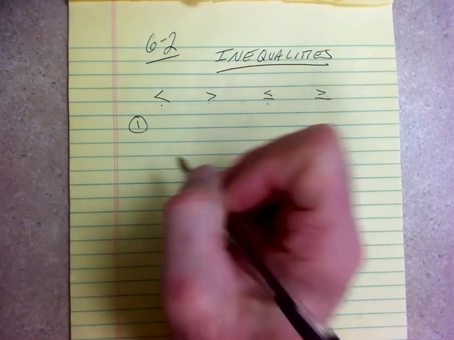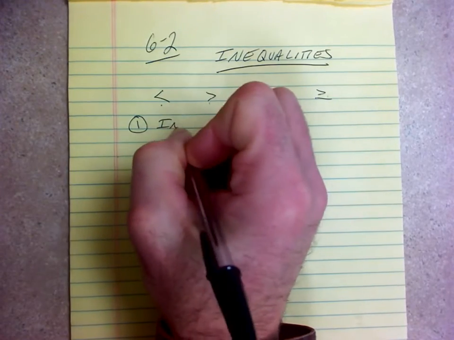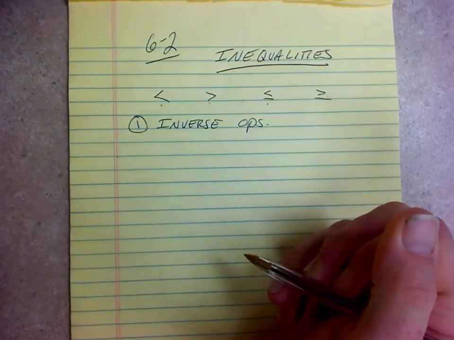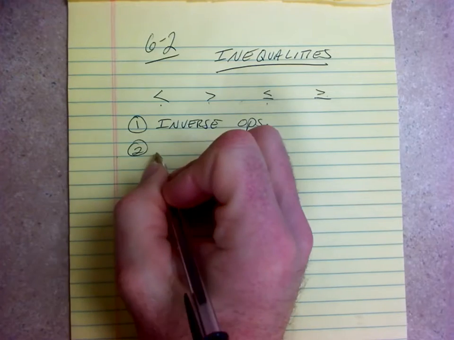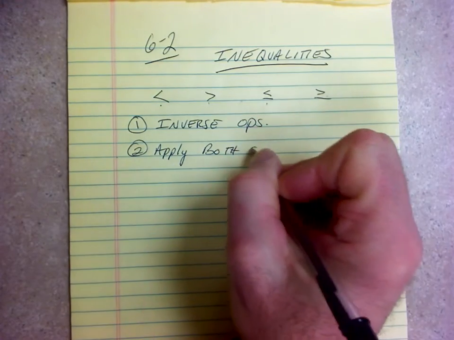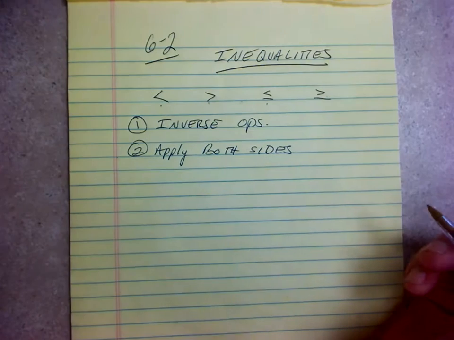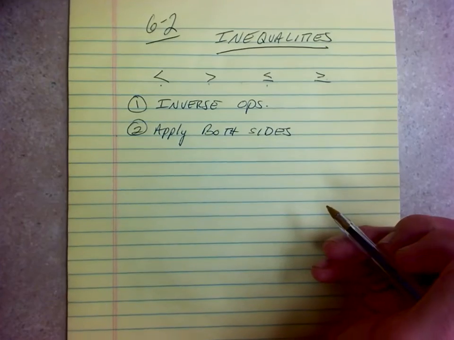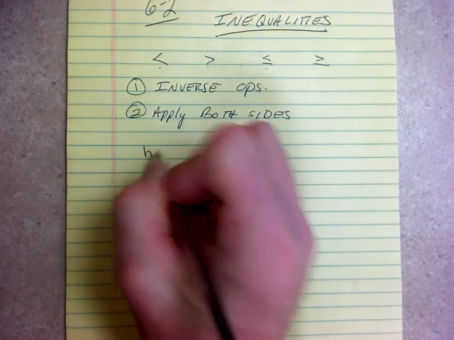Okay, remember the two steps that we said we need to do when we solve equations. We're going to have an inverse operation step, and we need to apply that to both sides. Whatever our inverse operation step is, we got to do it, and then we got to make sure we apply that to both sides. All right, so some examples.